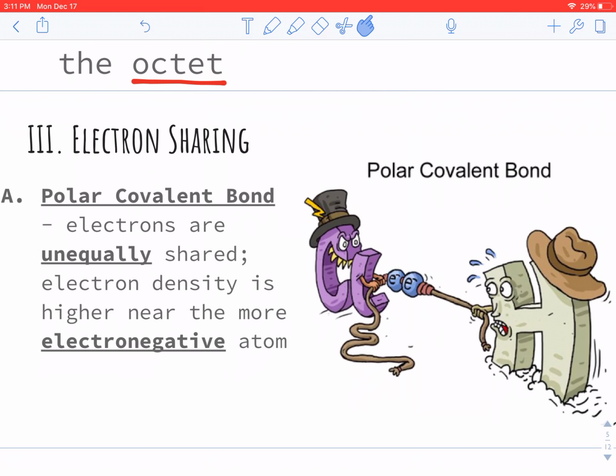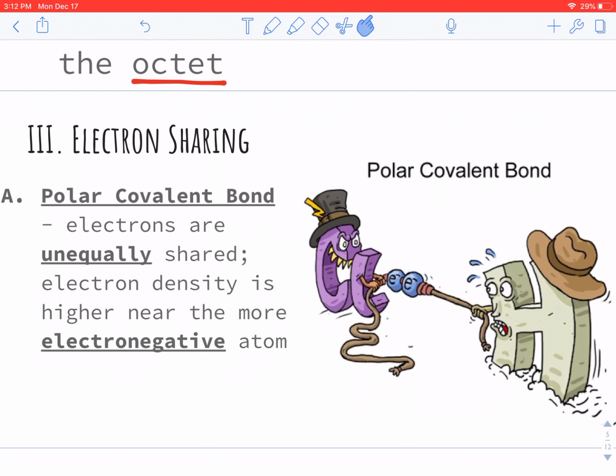Even though the electrons are shared, they're not always shared evenly. If the electrons are not shared evenly, we call that a polar covalent bond. What happens is the electrons are going to be closer to the more electronegative atom. Electronegative just means that it has a strong attraction for electrons. So in this example, we have hydrogen and chlorine bonding together. As you can see, the electrons are much closer to chlorine because chlorine is much more electronegative.